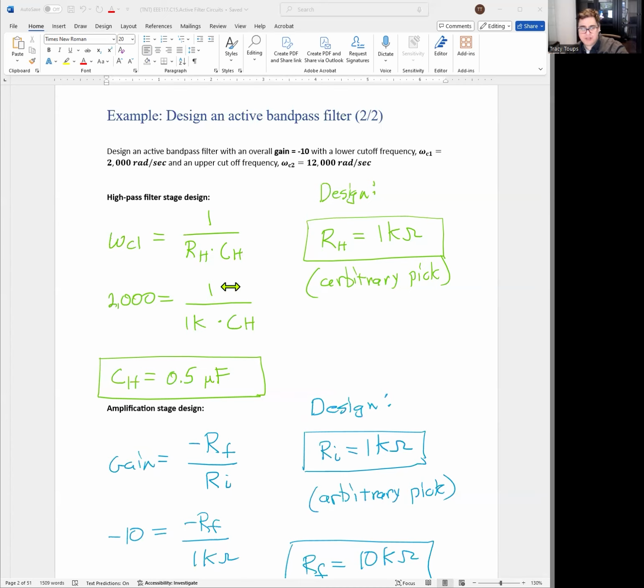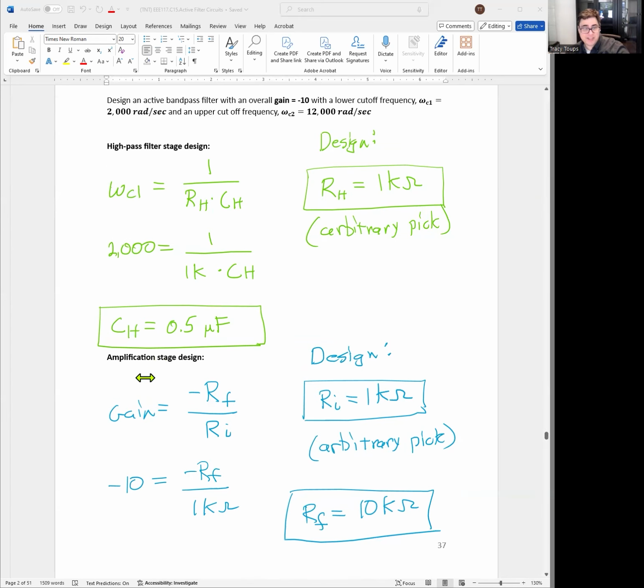So we're going to have 2000 equals 1 over 1K times the capacitance. You number crunch this and do some basic algebra. Your capacitor is equal to 0.5 microfarad, right? So nothing too crazy. It's just basic math. So we designed the low pass stage, we designed the high pass stage. The last one we need is the amplification stage.